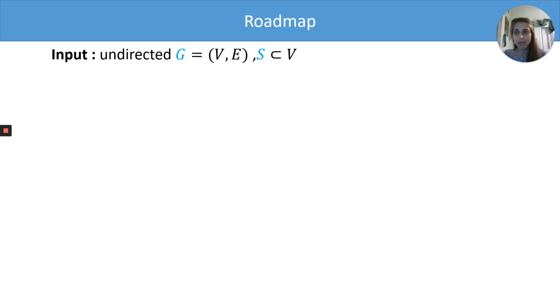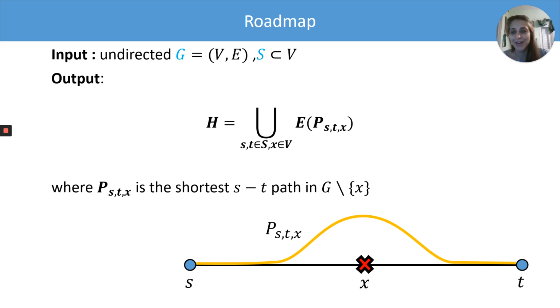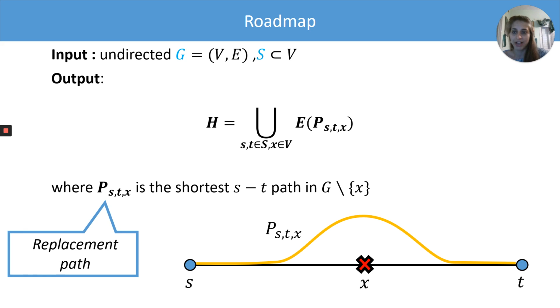So just to remind you of the problem, we are given an undirected graph G and a set of sources S. And let's go carefully through the output. Our H is defined to be all the edges in the replacement paths P(s,t,x), where s and t are the sources and x is the failure, and a replacement path P(s,t,x) is defined to be the shortest path from s to t in G minus x. So you have a yellow illustration of this replacement path, and also let's remember that it's parameterized by three vertices: the source, the target, and the failure vertex x.